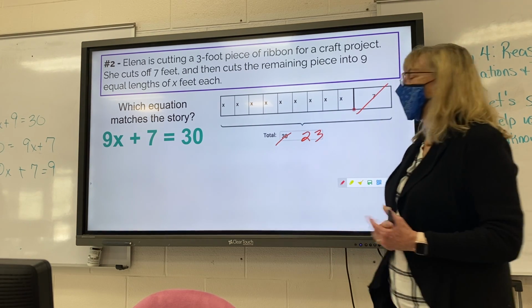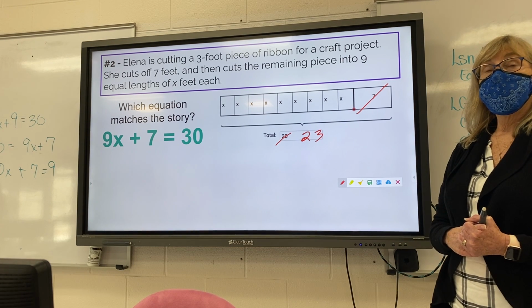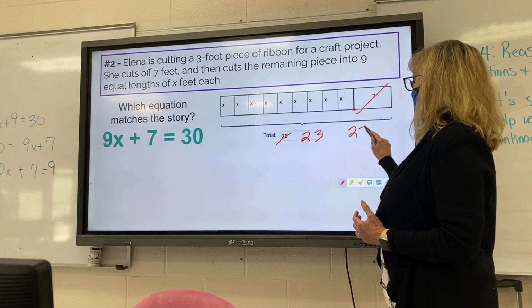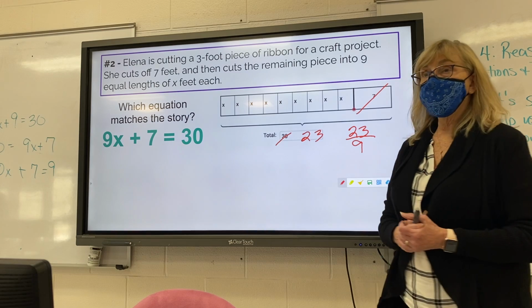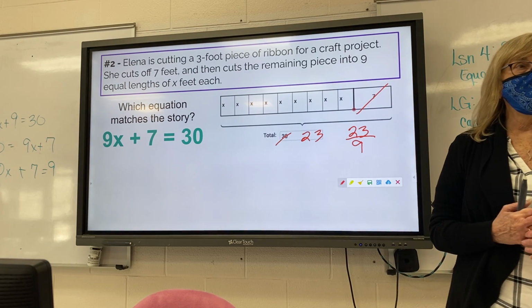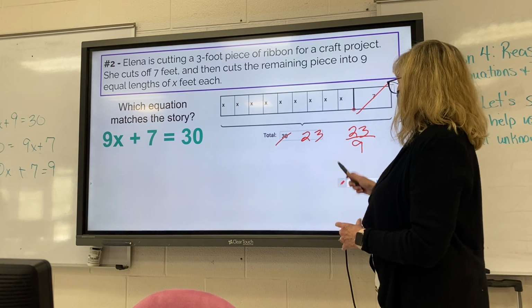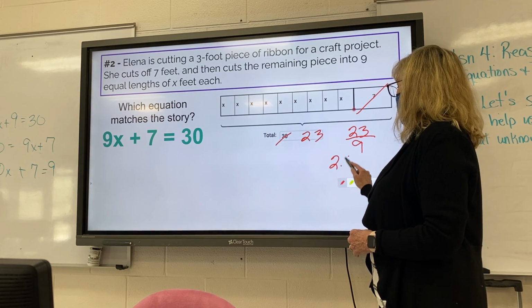Okay, now what are you going to do? Divide that by the amount of x's there. And there were 9 of them, so take out your calculators and do 23 divided by 9. Tell me what that equals approximately. 2.6. Yeah, we'll round it to the tenth.